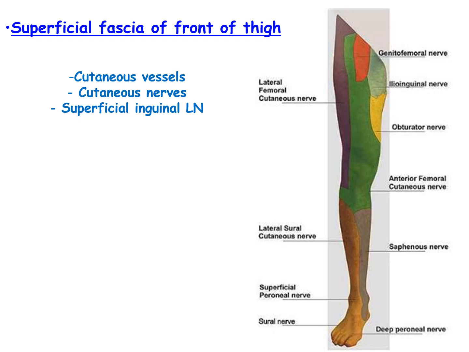Firstly, the superficial fascia of the front of the thigh is formed of two layers. The superficial fatty layer, which is called Camper's fascia, and the deep membranous layer, which is called Scarpa's fascia. It is a continuation of the anterior abdominal wall. The deep layer blends with the deep fascia of the thigh. The superficial fascia of the thigh contains cutaneous nerves and vessels, and also contains the superficial inguinal lymph nodes.